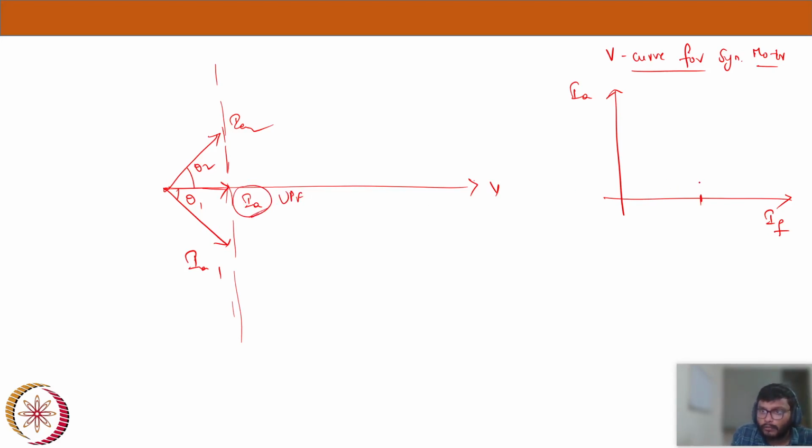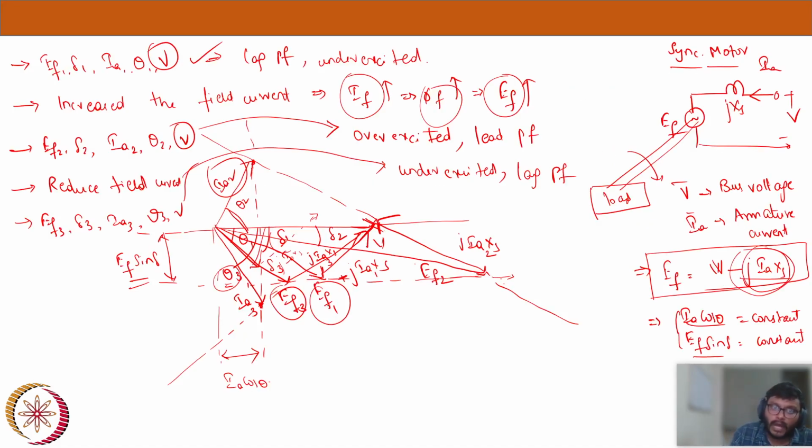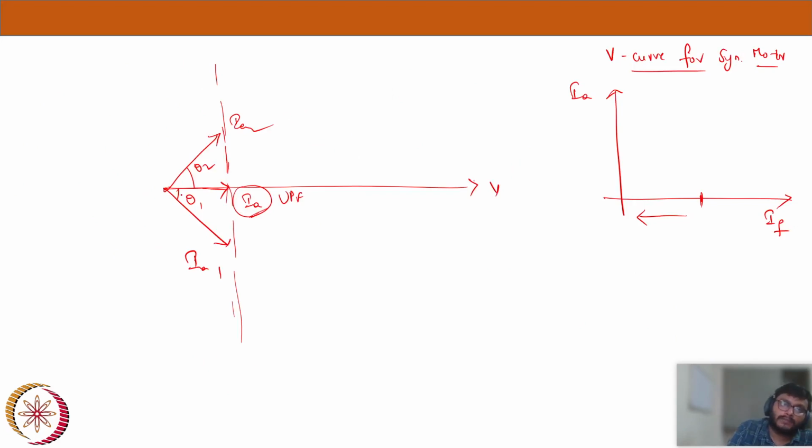So at this point you will have the minimum, and if you reduce the field excitation from there, what happens to the IA? Let's see. If you reduce, your EF1 would be like this, EF1 and EF3, IA1, IA3 will be like this. If you reduce it further, you will have currents like this. So the IA length would be increased if this is the minimum point.